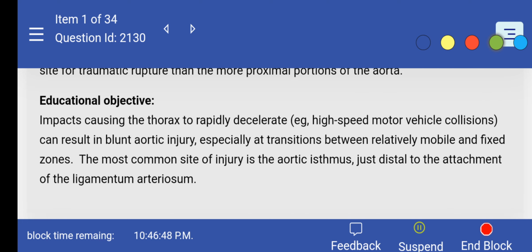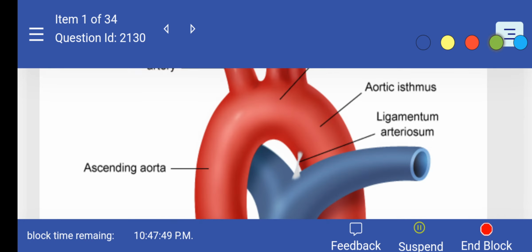So impacts causing the thorax to rapidly decelerate, for example high-speed motor vehicle collisions, can result in blunt aortic injury, especially at the transition between relatively mobile and fixed zones. The most common site of injury is the aortic isthmus, which was location C, just distal to the attachment of the ligamentum arteriosum. If we look at this, over here is the ligamentum arteriosum, which is located at the isthmus.